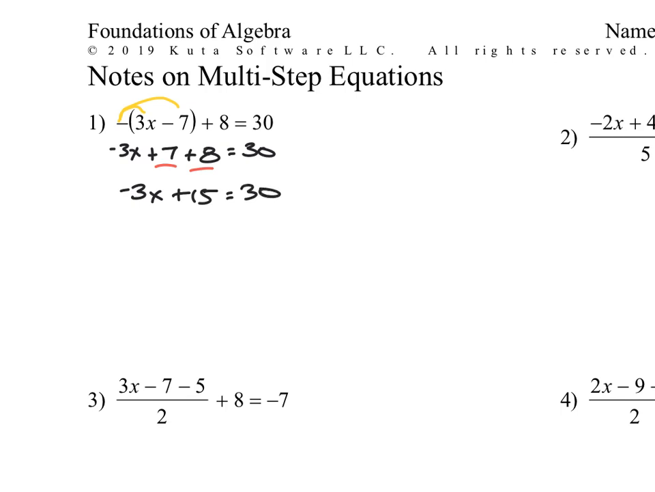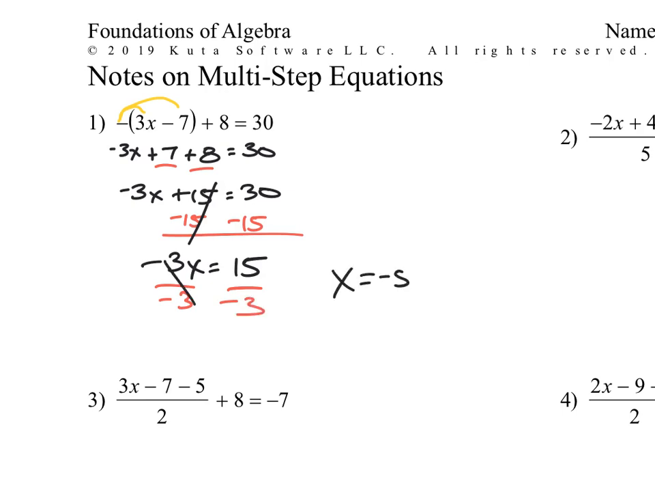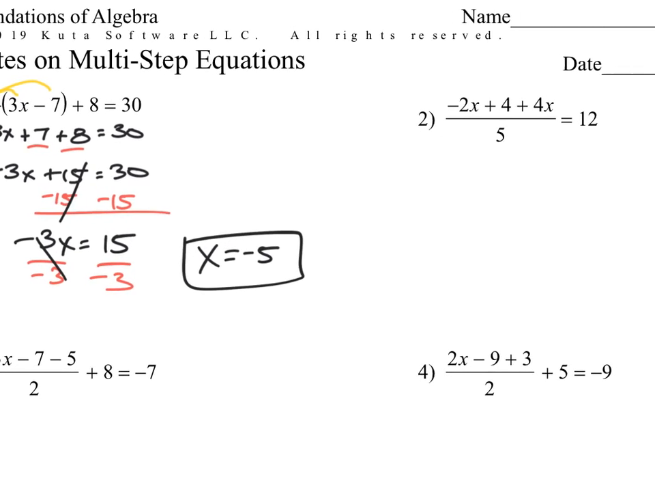From there, it's solving a 2-step equation like we've been doing. Get the negative 3x by itself by subtracting 15. And then you want to get x by itself, so you have to divide both sides by negative 3. And you end up getting x is equal to negative 5. Questions on that? Not really anything different there.